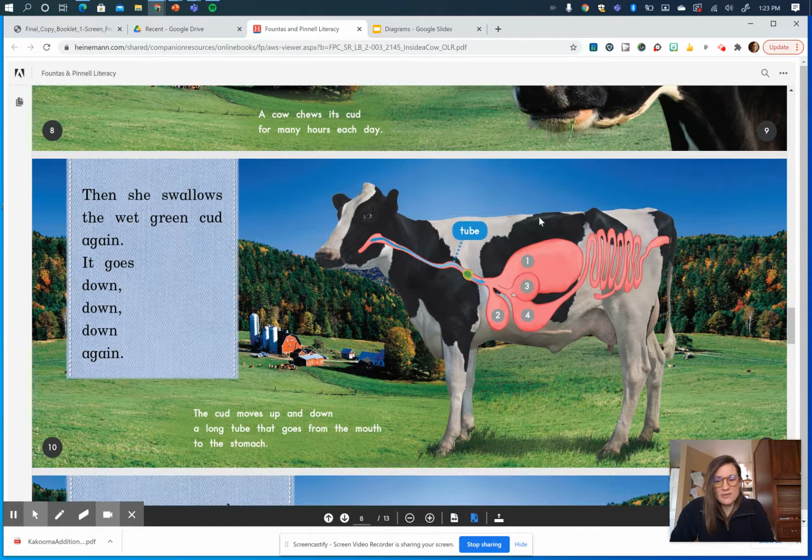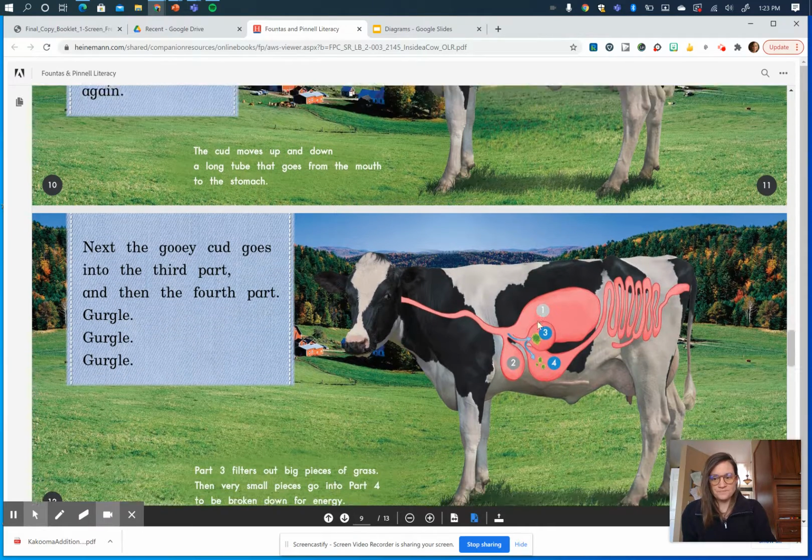So back now we see this diagram again. Then she swallows the wet green cud again. It goes down, down, down. The cud moves up and down a long tube that goes from the mouth to the stomach. So here, the illustrator made a little line so that you know this part is called a tube. So a very nice diagram there.